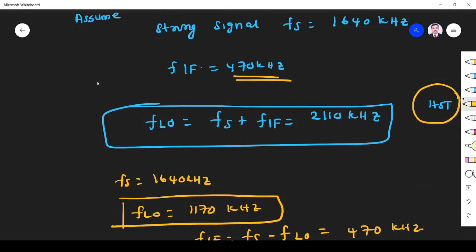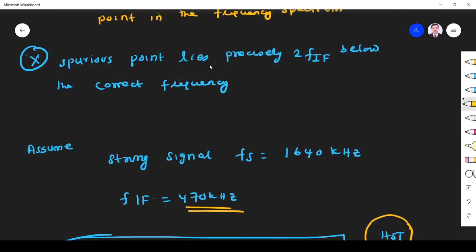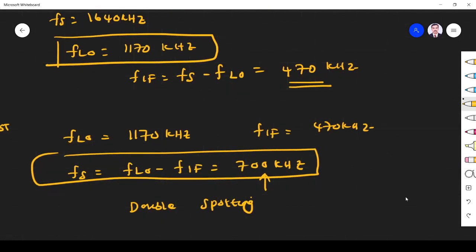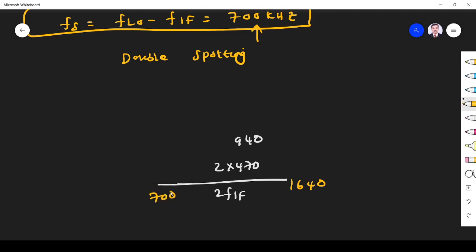Moreover, what is the last point I told? Where should the spurious point be? The spurious point lies exactly 2 FIF below the correct frequency. What is the correct frequency? The strong frequency, that is 1640. 2 FIF below, that means to the left, the difference should be 2 FIF. So 2 into 470 means 940. 940 below means it should be 700. So this is the spurious point.